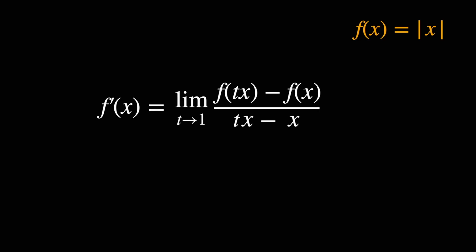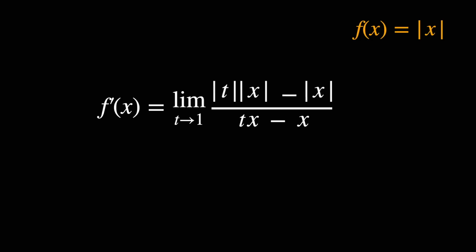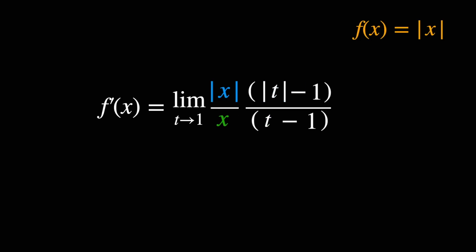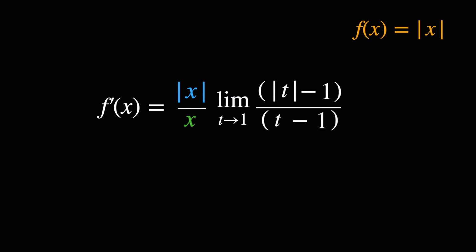Using the new definition, we get absolute value of tx minus absolute value of x over tx minus x. Now we can distribute the absolute value to both of those factors, t and x. Now we can factor out the absolute value of x on top and the x in the denominator, and as usual, we can pull those outside of the limit, and we've separated our problem. In fact, we pretty much already know the derivative right here. All we have to do is figure out what the limit is.